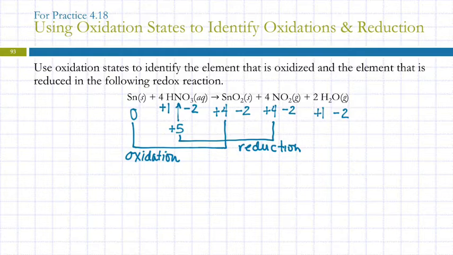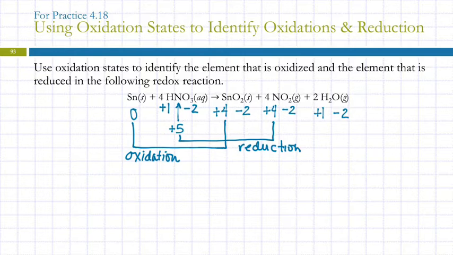And you can have more than one element being oxidized and or reduced. So we got to check the other ones here. Here's oxygen is minus 2, and then oxygen is all over the place over here. Minus 2, minus 2, minus 2. It didn't change. So it just hung out. So the tin was oxidized, the nitrogen was reduced.